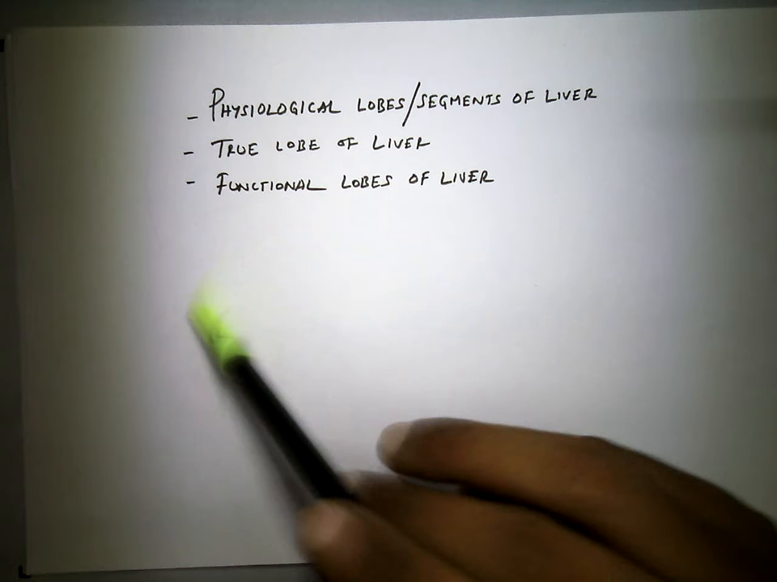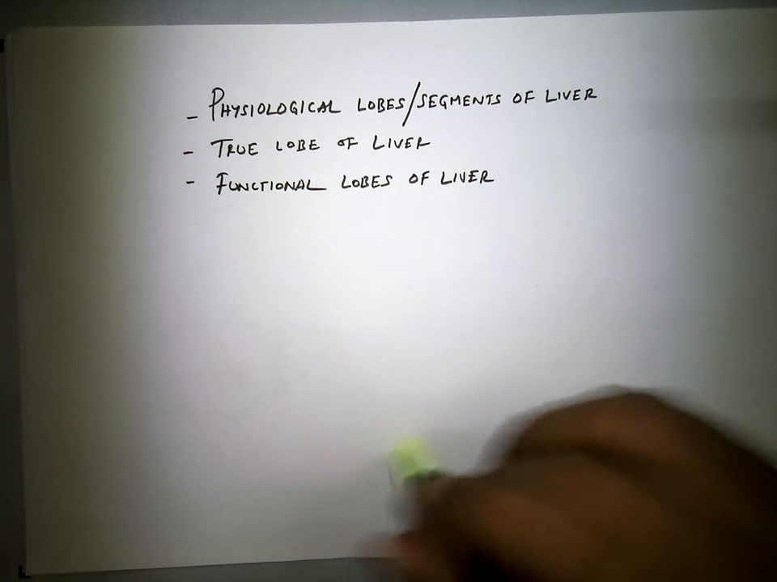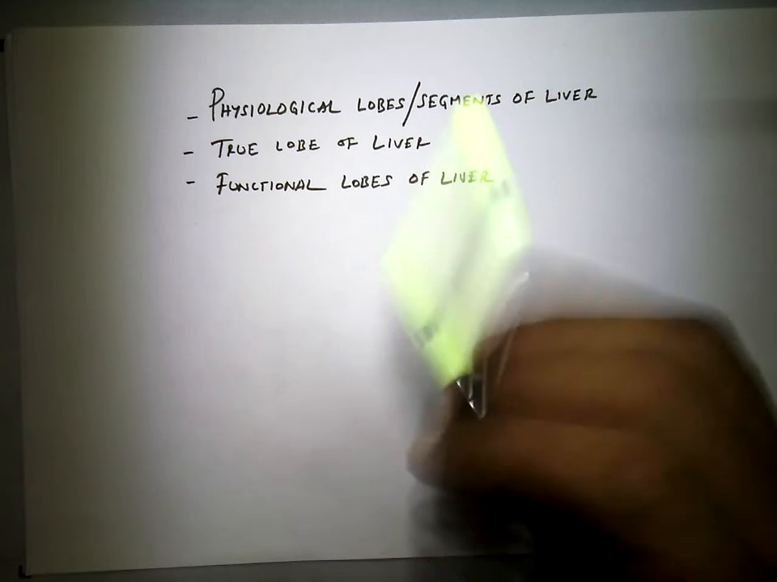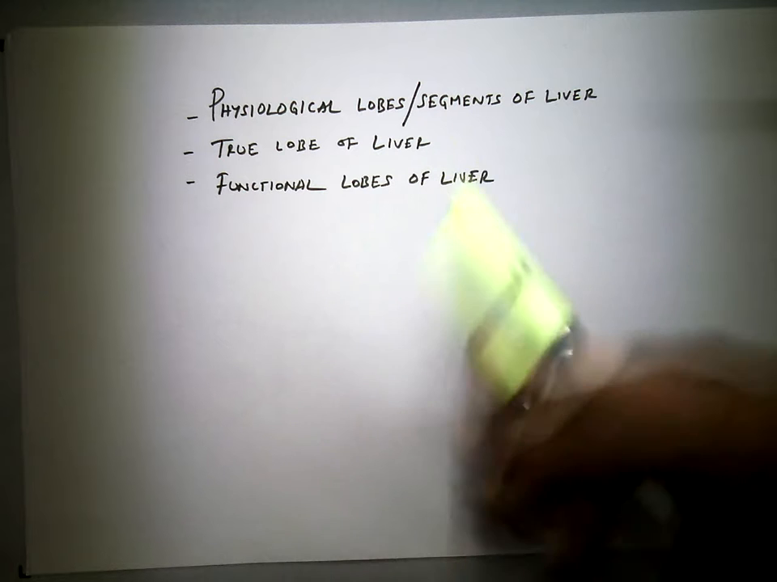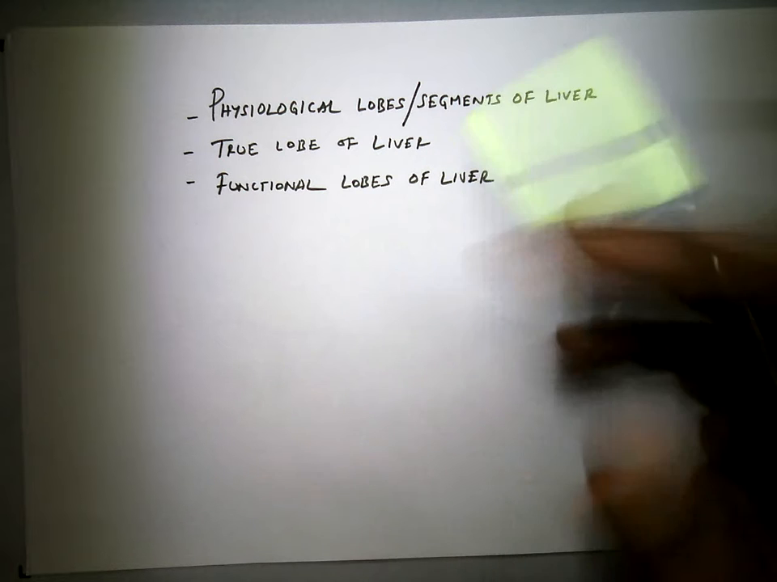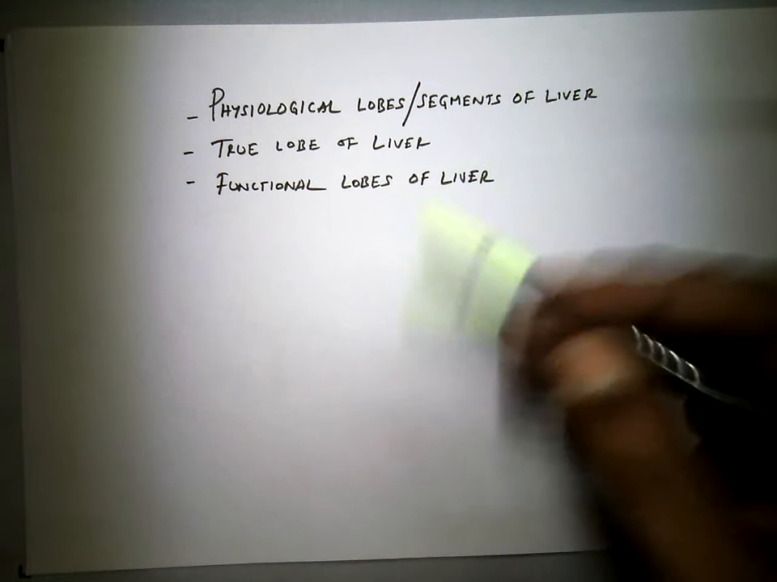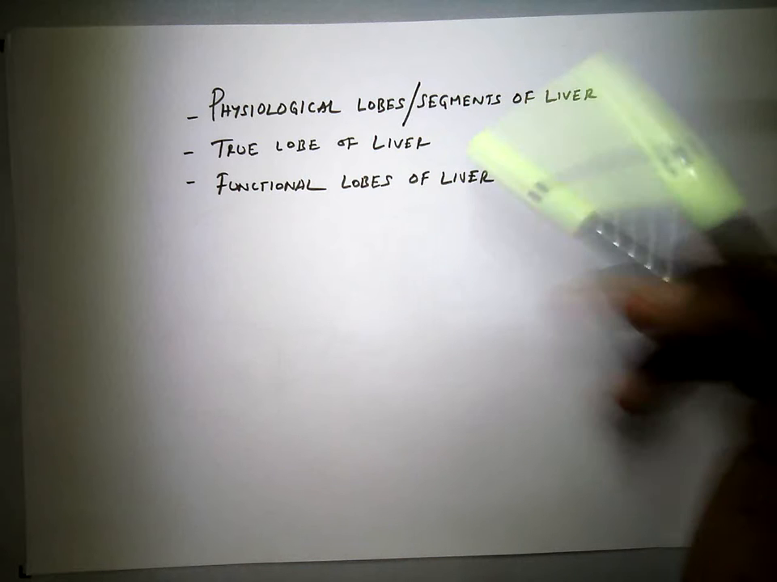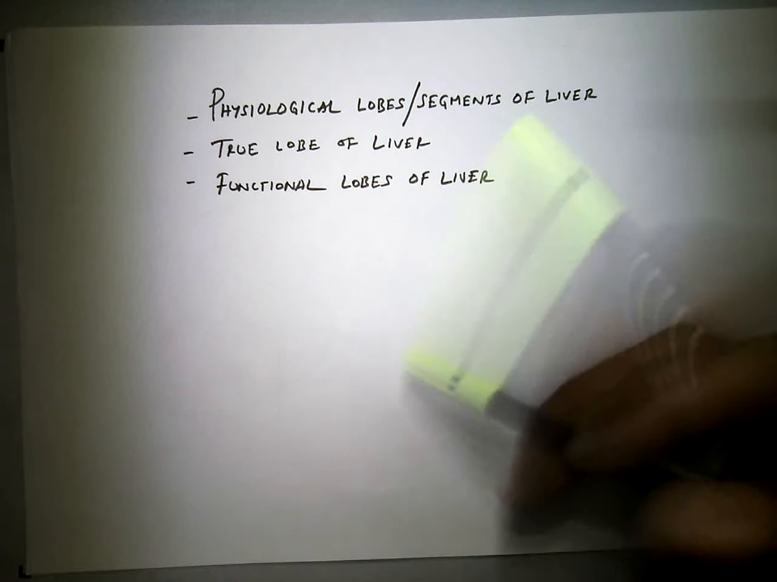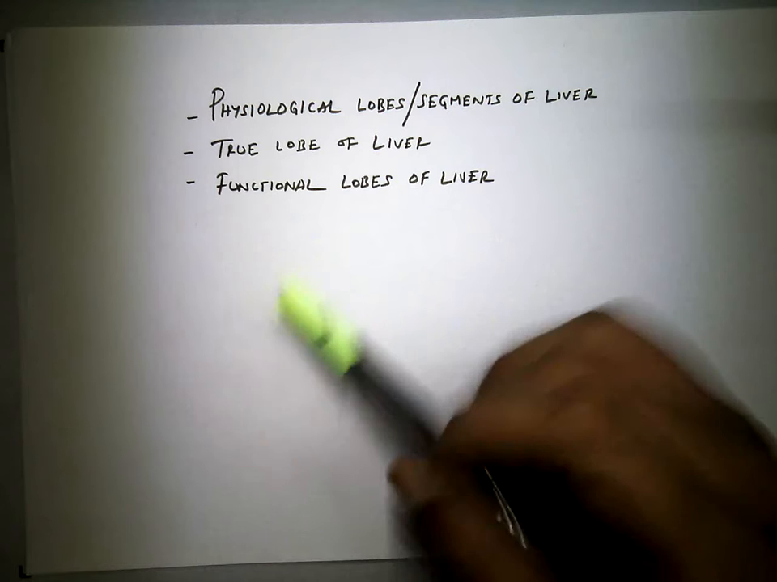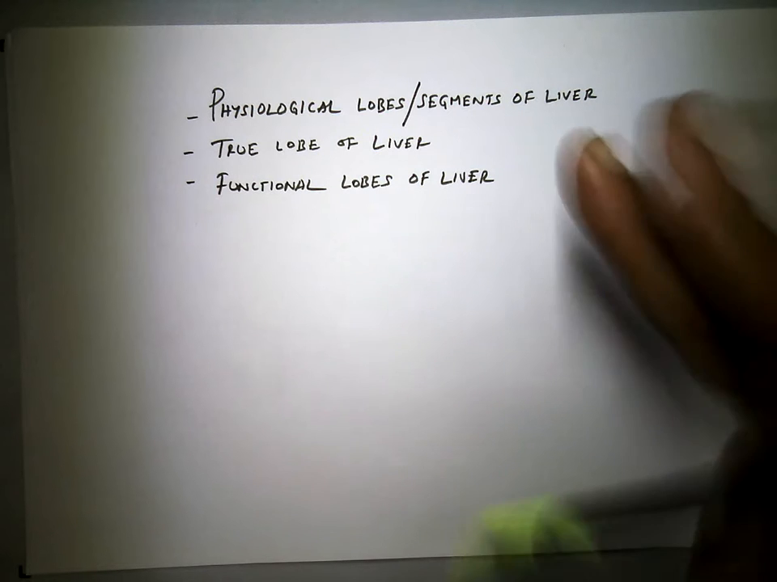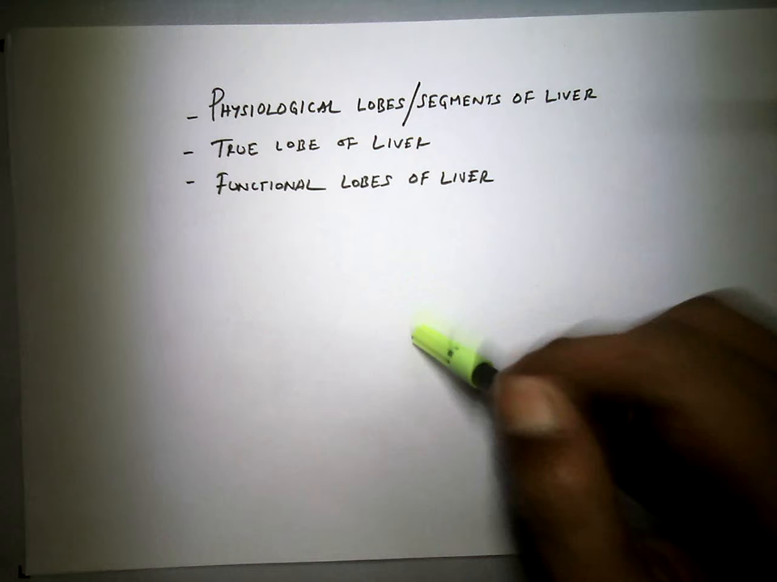Unlike the anatomical division, which is right and left lobe, which are not equally sized, we all know that the right lobe is 5/6 of the total liver and the left lobe is 1/6 of the total liver. But here each of these lobes are equally sized. That is the understanding here.